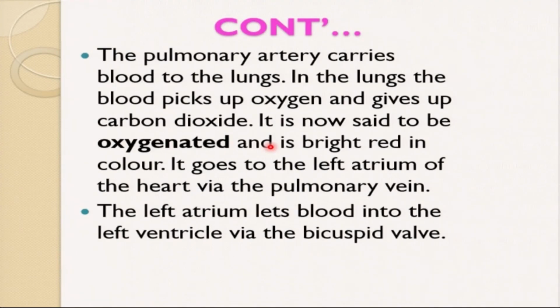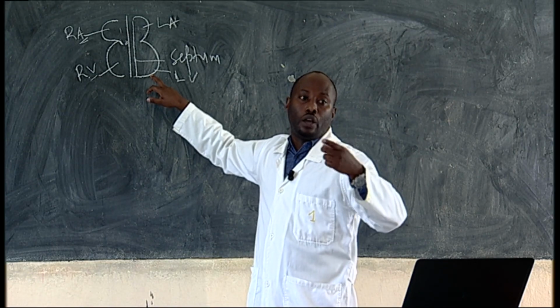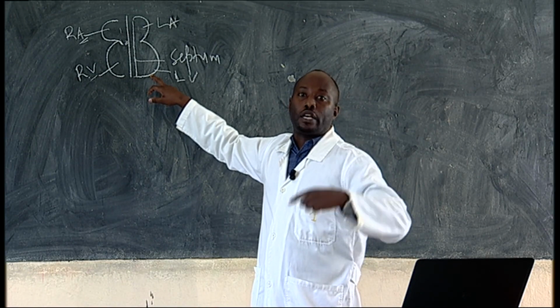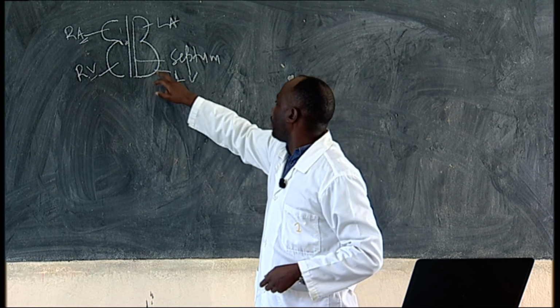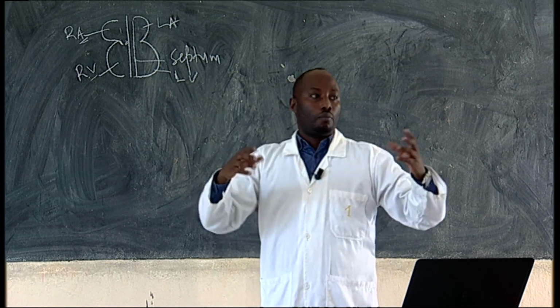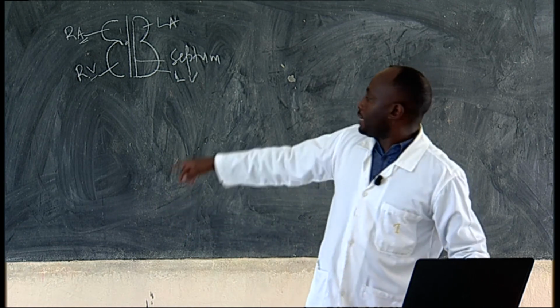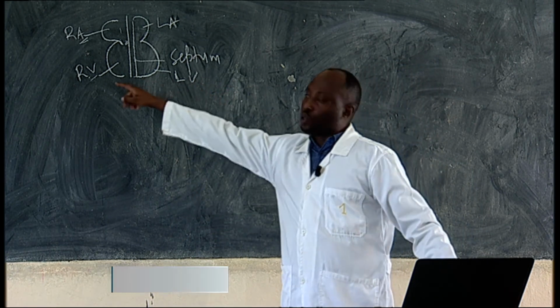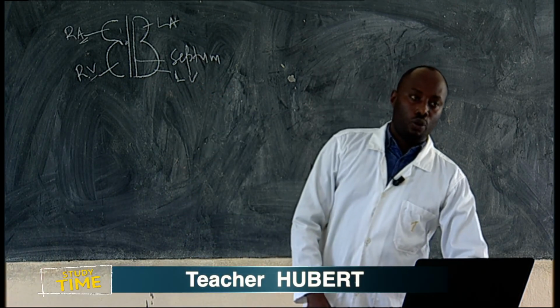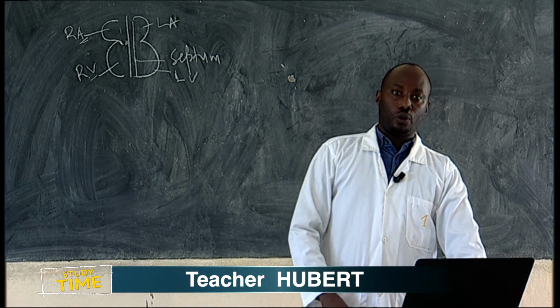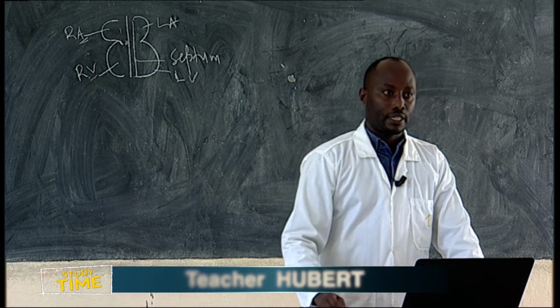And it goes to the left atrium of the heart via the pulmonary vein, and the left atrium lets the blood into the left ventricle. When it reaches the left ventricle, the blood is then carried to the aorta through the semilunar valve. The blood found in the left ventricle has more oxygen. That's why these muscles are thicker than these ones, because they carry blood with high oxygen. So that is a simple understanding of it.